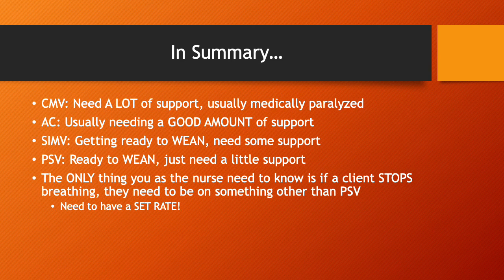So we have to have a mode that has a set rate. That's the only thing you need to understand when it comes to that whole idea, because I know it's running through everyone's mind like, oh my goodness, how am I going to know which mode to put them on? The only thing you have to say is, oh, this would be an appropriate mode: if someone's not breathing, they need to be on CMV, AC, or SIMV, one of those three.